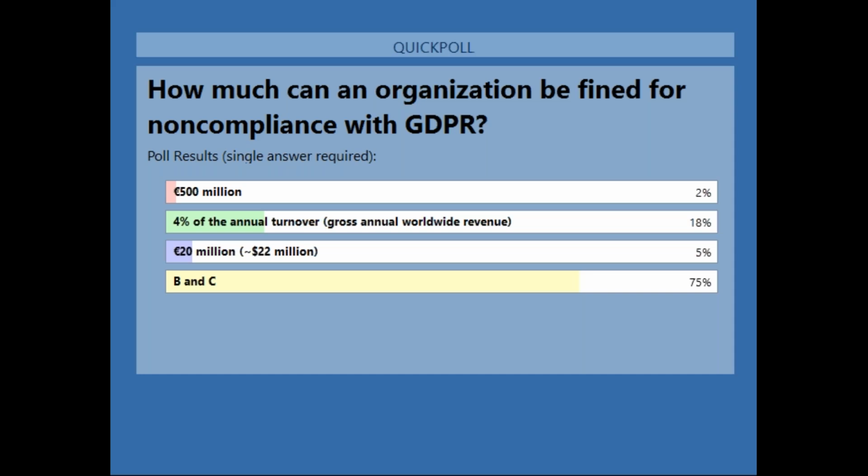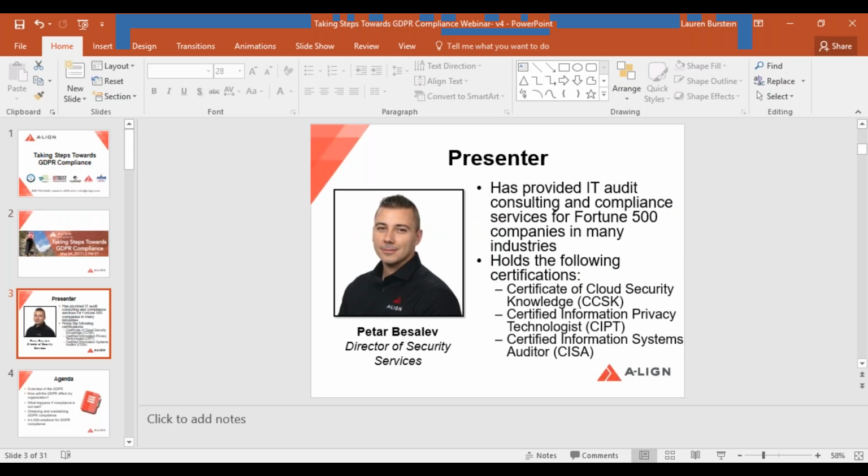Depending on the type of violation, depending on the different requirements that your company knowingly violated, it could be either 4% or 20 million, technically whichever one's higher.